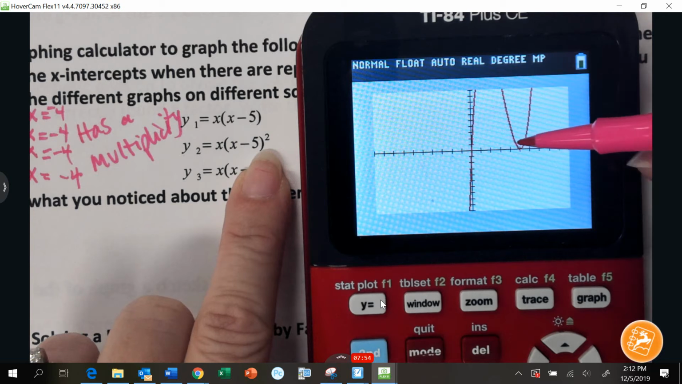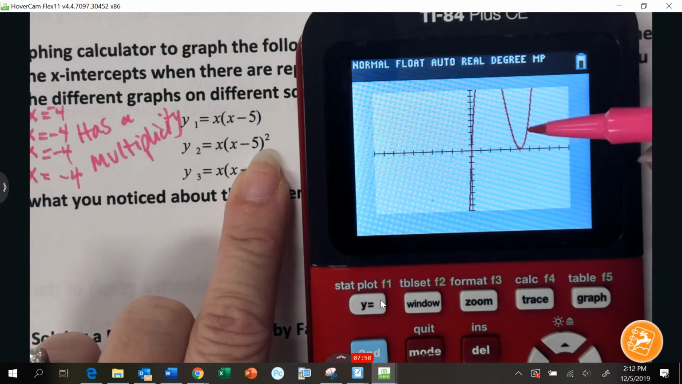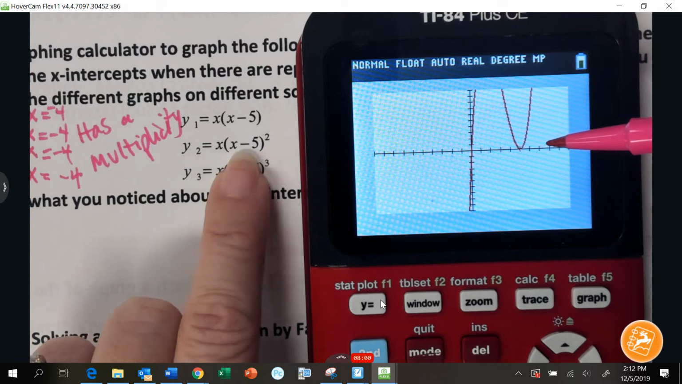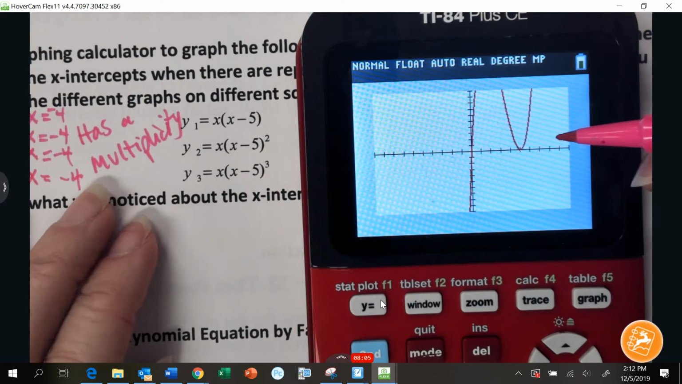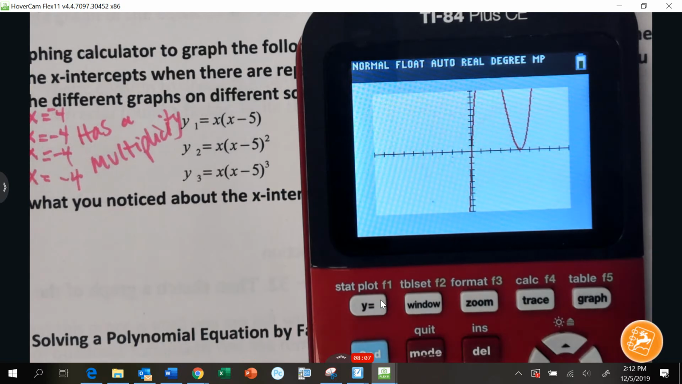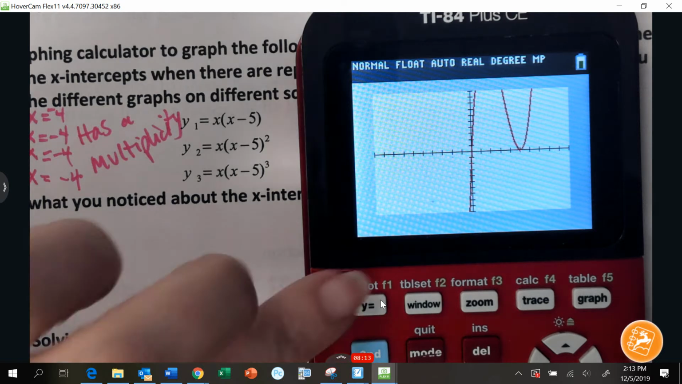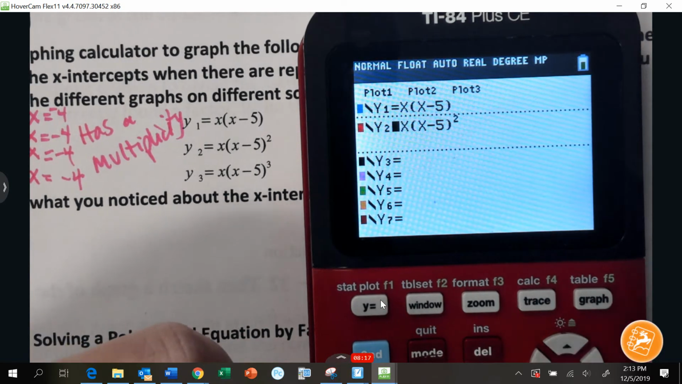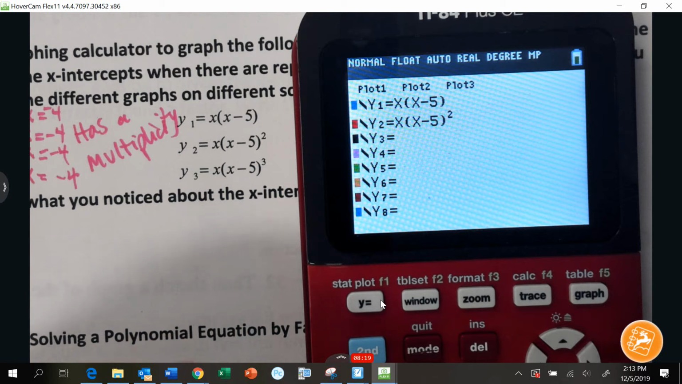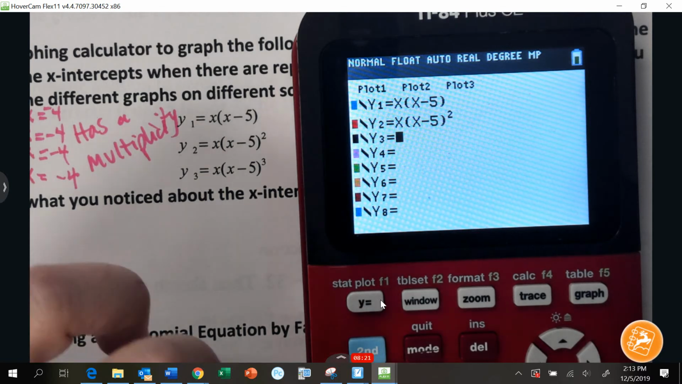So the behavior at x minus 5 is like a parabola. I'm just looking at x minus 5 squared by itself. Individually, it's a parabola. However, the whole function is a cubic. Okay? Let's look at the next one. This takes practice for it to sink in.